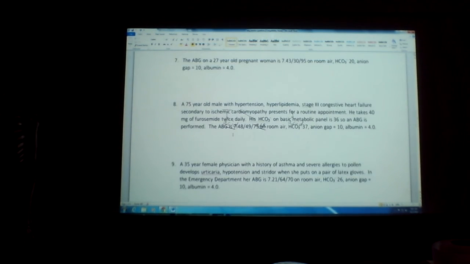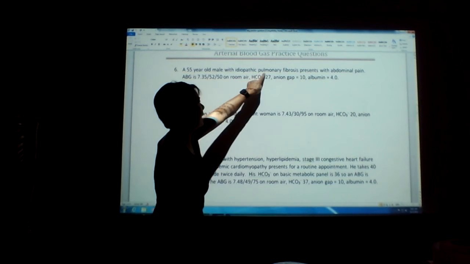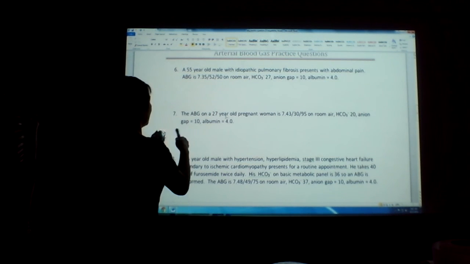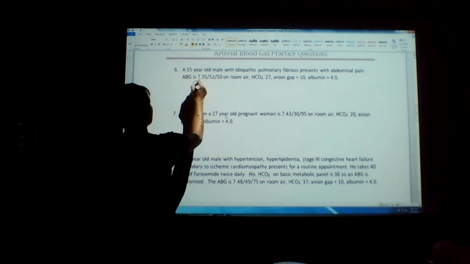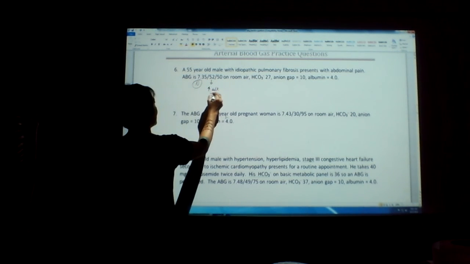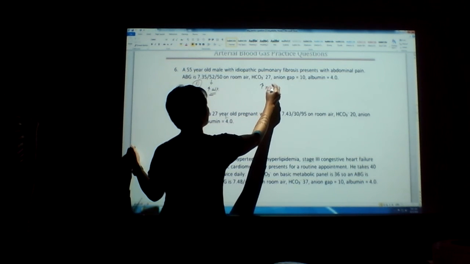Now I'm gonna let you practice this one at home, but I have a worksheet for you guys. Or do you want to practice this? Let's practice two more. This one, pulmonary fibrosis. So obviously I'm predicting a respiratory problem. Let's look at the pH, normal. The PCO2 is high, so respiratory, and then the bicarb is high.